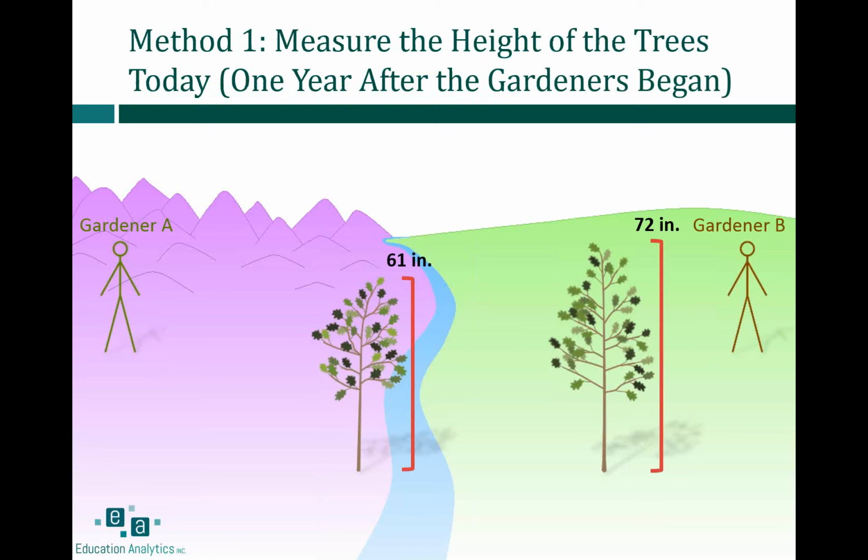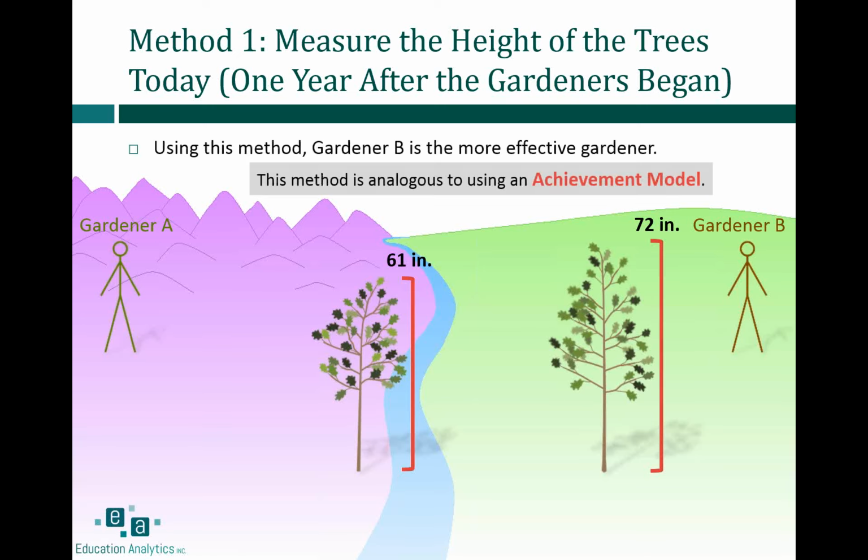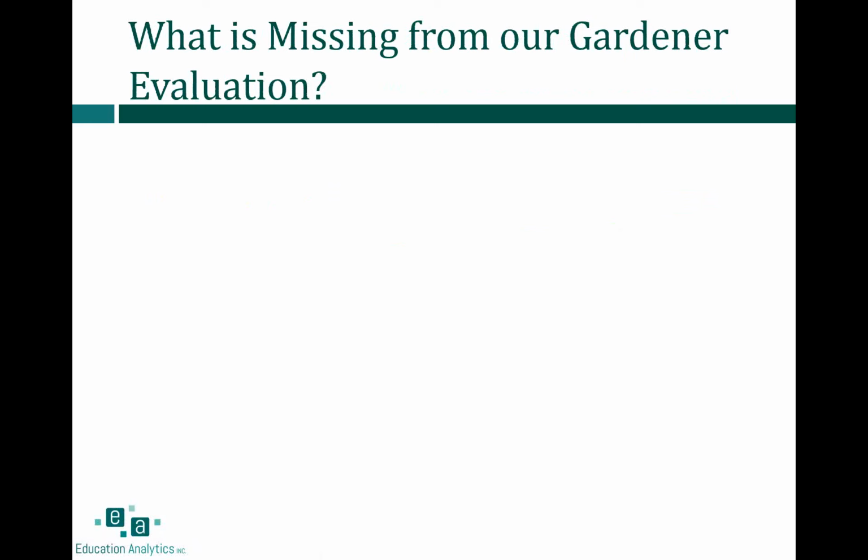The first method would be measuring the height of the trees today. That's 1 year after the gardeners began tending these trees. And if we use that methodology, which gardener looks like the more effective gardener? If you look at our data, we have oak tree A on the left is 61 inches and oak tree B on the right is 72 inches. Using this method of higher tree equals more effective gardener, what do we find? Gardener B looks like the more effective gardener because that tree is higher. That is analogous to using an achievement model to measure the impact of these gardeners. And especially when I'm doing live presentations at this point in time, I like to ask, what is missing from our gardener evaluation?